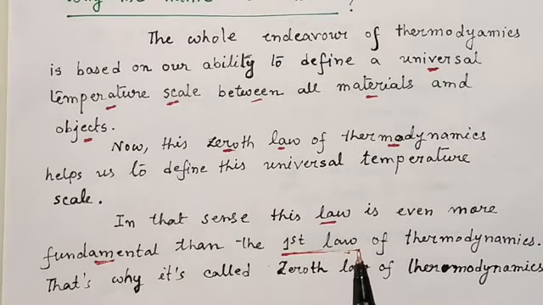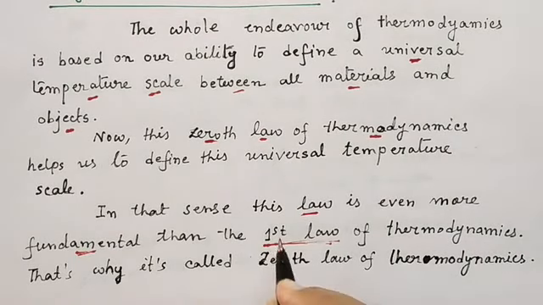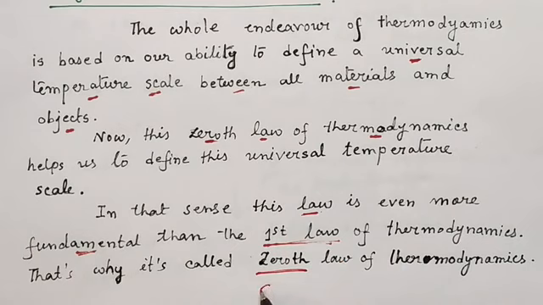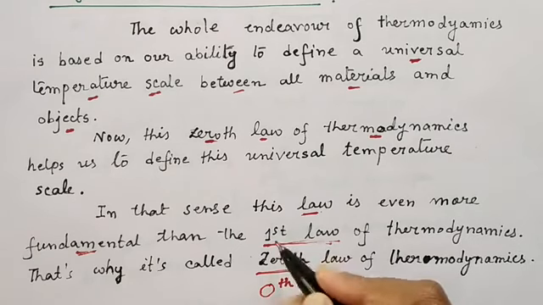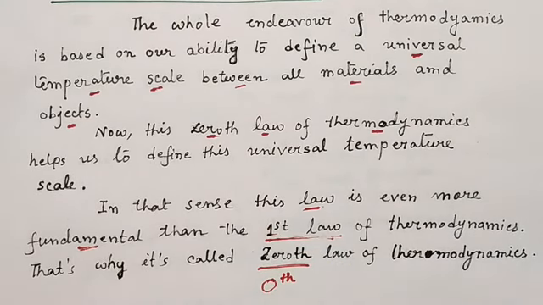But the first law of thermodynamics had already been declared. So the name was given to the law which is even more fundamental than the first law of thermodynamics. That's why it is called the zeroth law. It is even more fundamental, so even less than the one. That's why the zeroth law of thermodynamics.